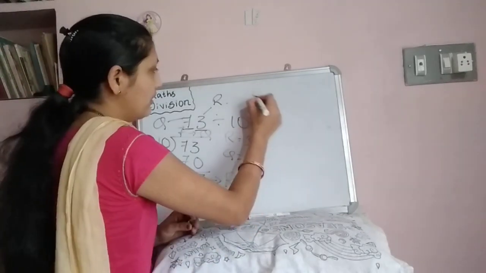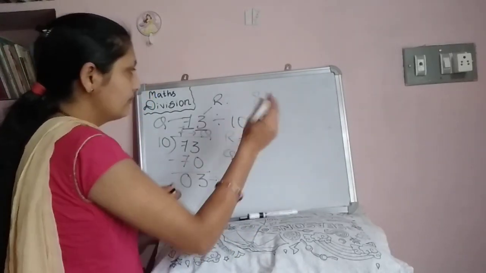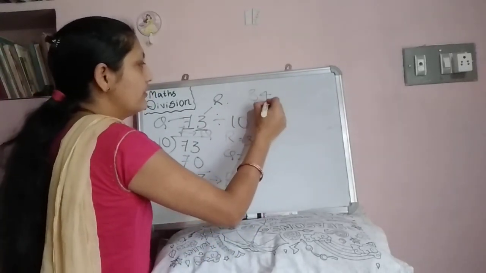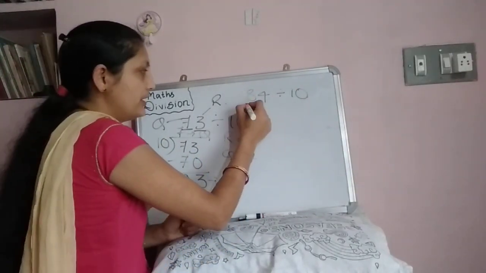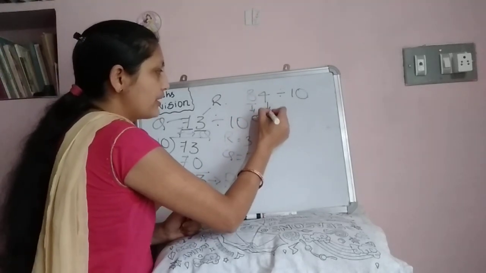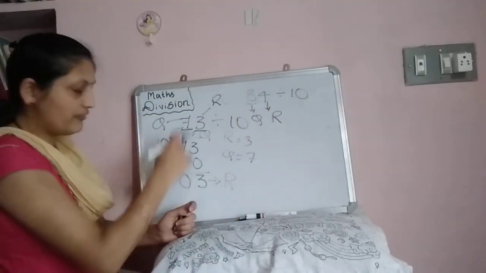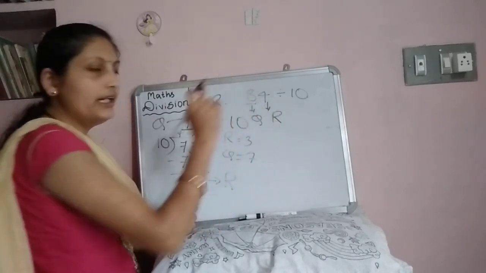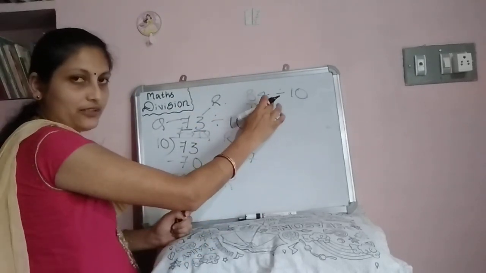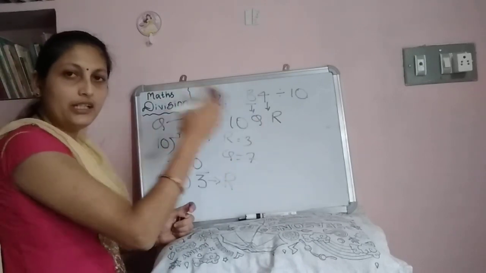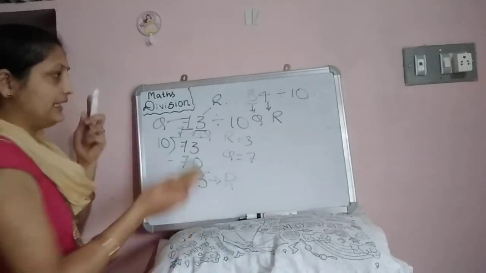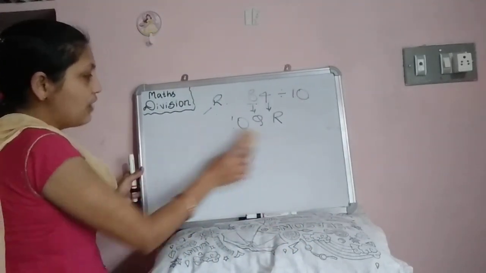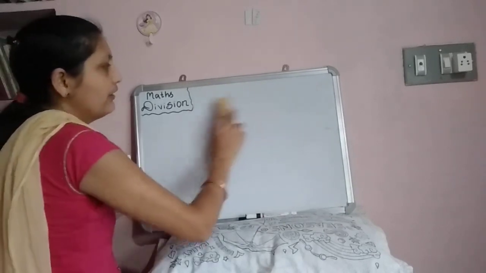In the same way, suppose 84 divided by 10 is given. What will be the quotient? 8 is the quotient, 4 will be the remainder. So, the ones place will be the remainder, and the rest of the places will be the quotient. Got it? So, you can divide any number of digits by 10 easily without writing the procedure.